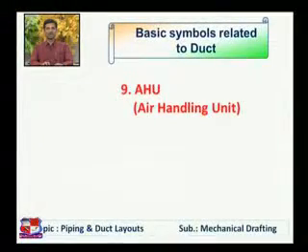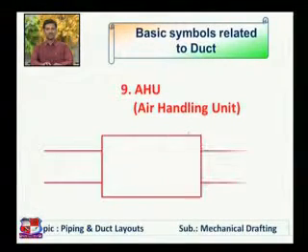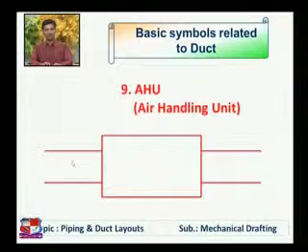Next symbol, AHU. AHU means air handling unit. It is drawn like this, just a rectangle with an inlet and outlet. The inlet may be here or it may be here. One is the inlet, another is the outlet. It's called an air handling unit. So air is handled inside this unit.